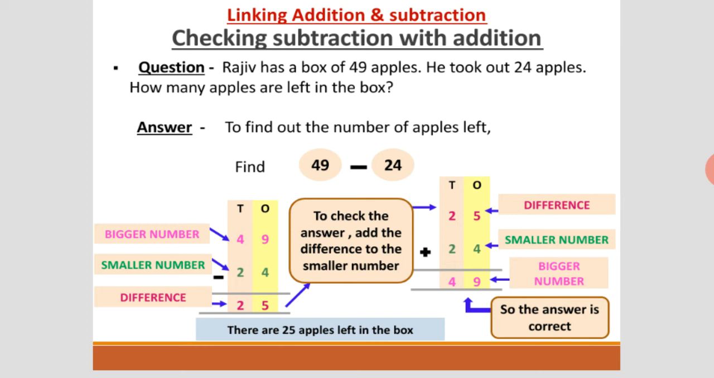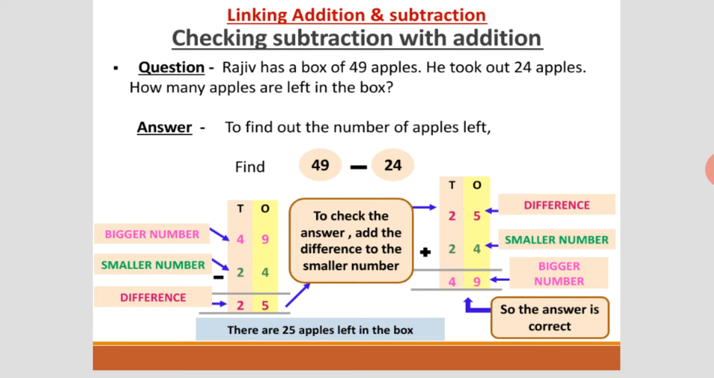So we can add and subtract apples the same way we add or subtract two-digit numbers. And remember the plus or minus sign. Here the number 49 minus 24. In the ones column, 9 minus 4 is equal to 5. In the tens column, 4 minus 2 is equal to 2. The number 49 minus 24 is equal to 25. Here the bigger number is 49, smaller number 24, difference 25.